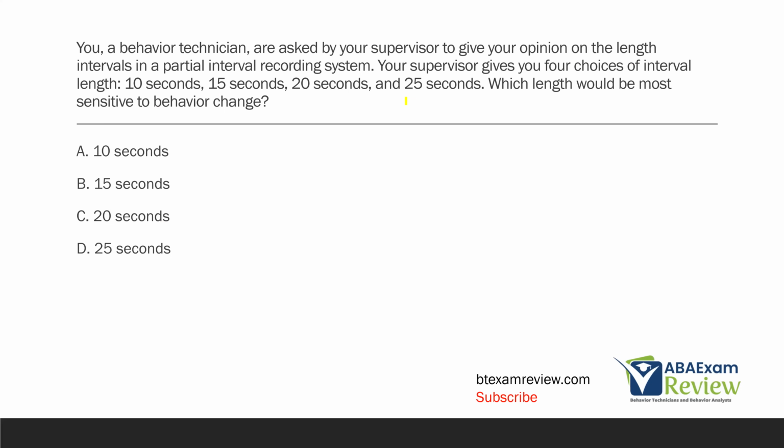What is the question asking about? Let's start there. Well, they're asking about the length of interval that's most sensitive to behavior change. And that's the key phrase. What does it mean to be sensitive to behavior change? Well, let's think about that phrase. If I'm sensitive to something, I'm affected more by small adjustments or small changes, right? I'm more sensitive to something in the environment. I'm more receptive to when that occurs in the environment or when the change happens.